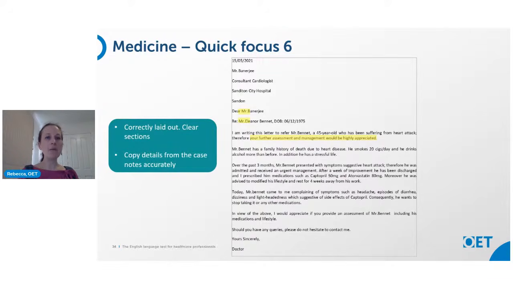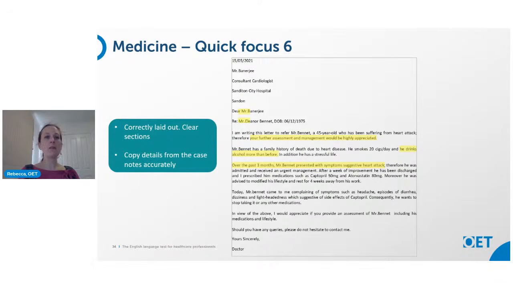So there are a number of other inaccuracies, things like "drinks alcohol more than before" - how much more, over what period? And another one, "over the past 3 months, Mr. Bennett presented with symptoms suggestive of heart attack." When was this exactly? 3 months ago, the heart attack occurred. He hasn't been presenting multiple times. So that phrase is inaccurate and it causes confusion.